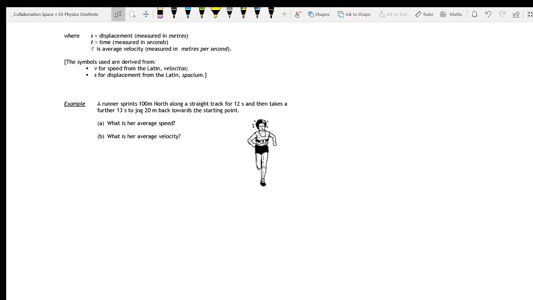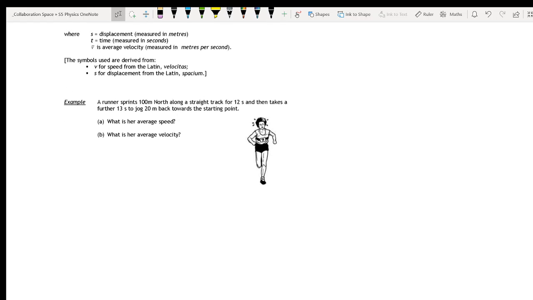Okay, so an example here. A runner sprints 100 metres north along the track for 12 seconds, then takes a further 13 seconds to jog 20 metres back towards the starting point. So what is their average speed? You guys have a go at this. I'm sure you can do it. So average speed, remember, it's distance divided by time. So total distance divided by time. And velocity is displacement divided by time. I'll go through it in a couple of minutes.